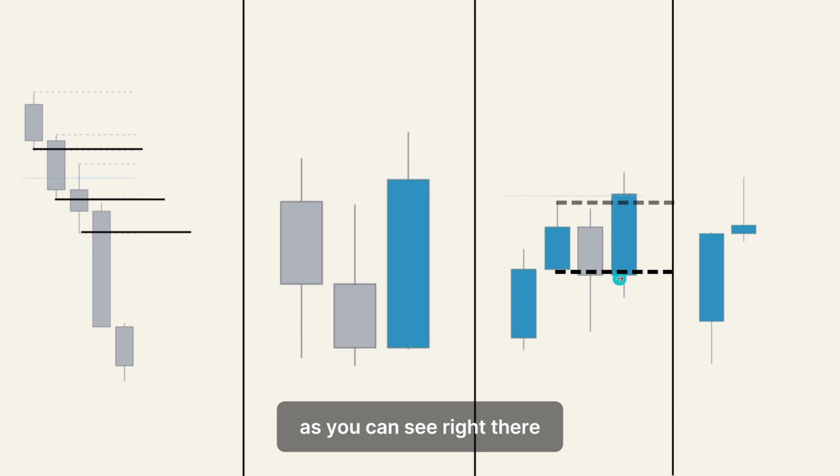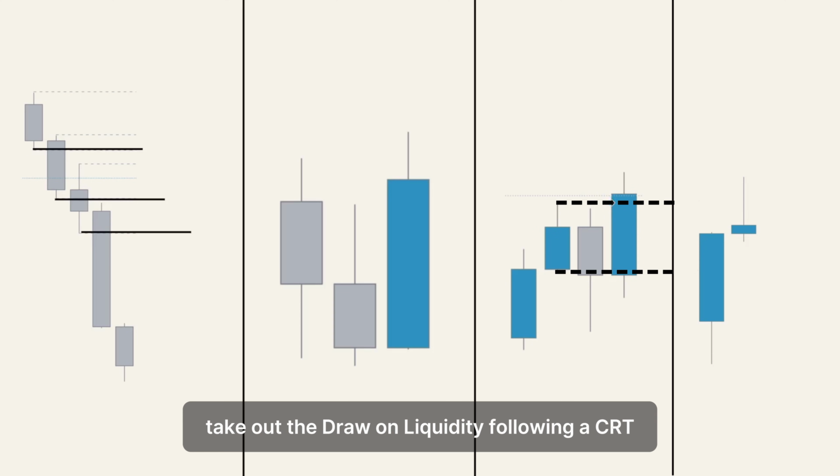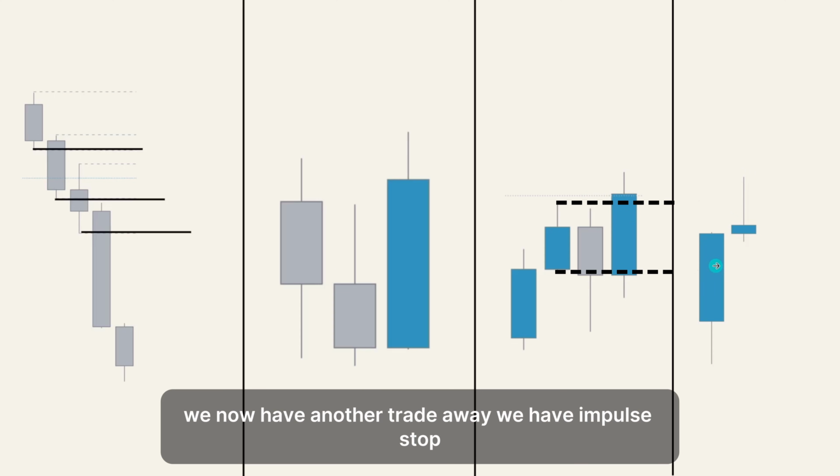And as you can see right there, our next candle ends up following that previous preceding trend, where we then see price pushing the upside, taking out that drawn liquidity, following our CRT model, and then continuing the trend to the upside. Now, our very last example, we now have another trade where we have impulse, stop.